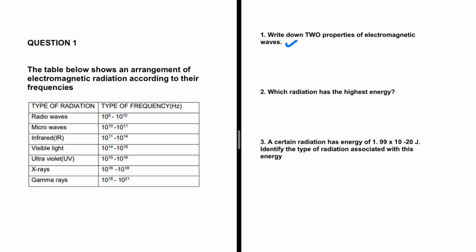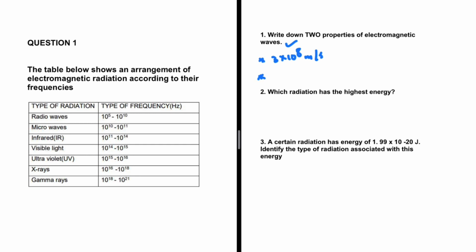So, what are those things that are always true for all electromagnetic waves? Well, we know that they travel with a speed of 3 times 10 to the power 8 meters per second. You don't just write 3 times 10 to the power 8, but you write it in full: they travel with a speed of 3 times 10 to the power 8 meters per second.